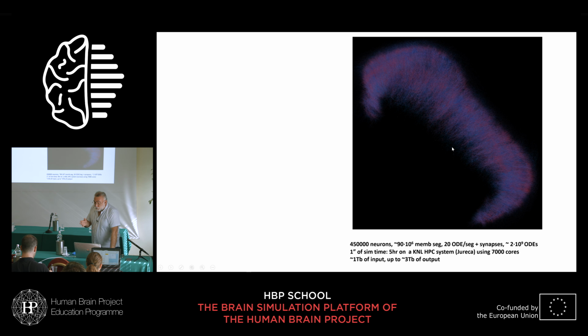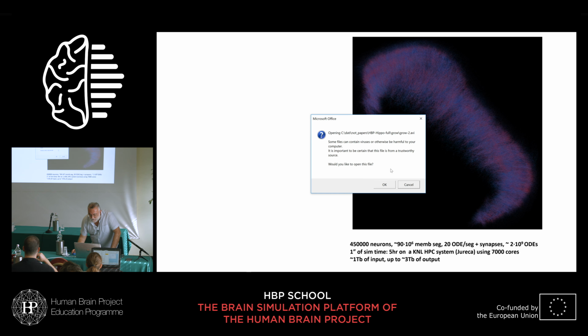Of course, you are not going to run the entire circuit, because 1 second of simulation time takes 5 hours on 7,000 cores. Okay, we don't want you to use that much of our time. But we are going to have some time to do something. What we want to, oh no, I can show you the movie of the entire beast.